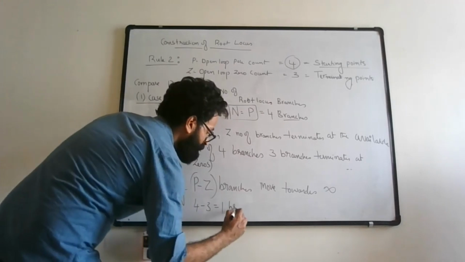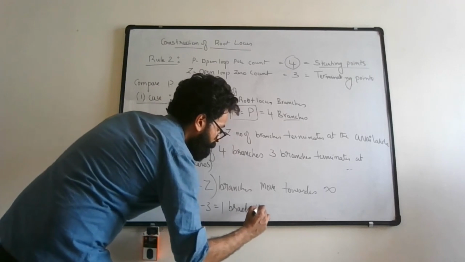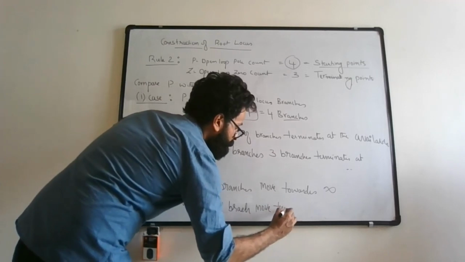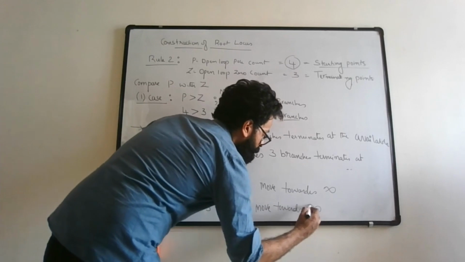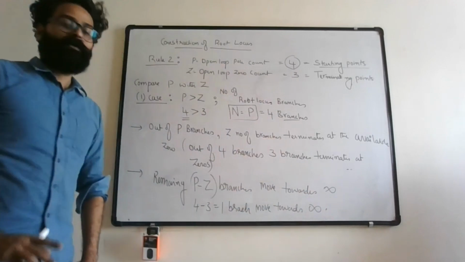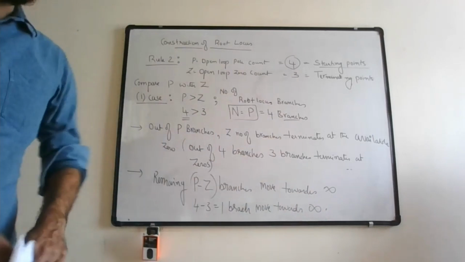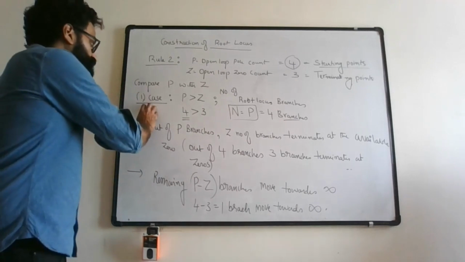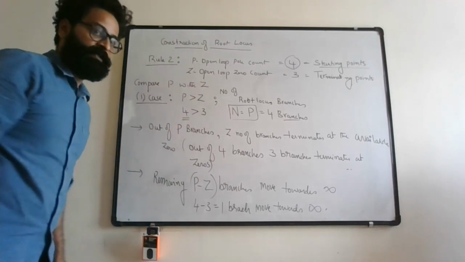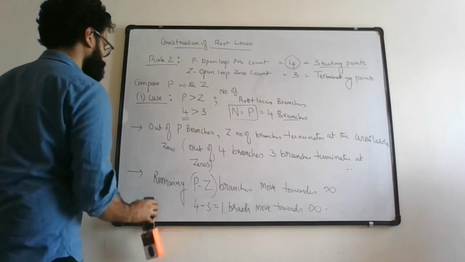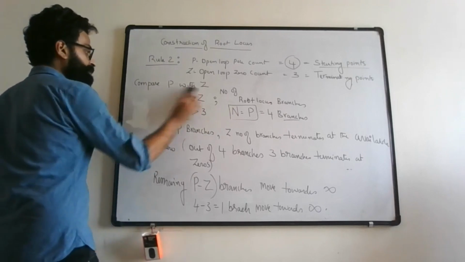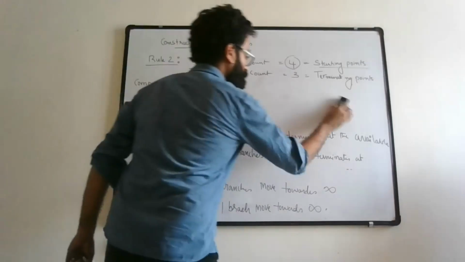So one branch moves towards infinity. Okay. So this is the median. That is for case number 1, wherein pole count is greater than the zero count. Alright, so let me erase and move towards case 2.